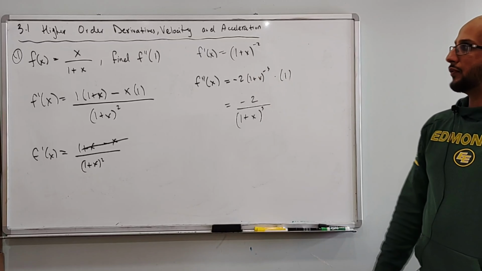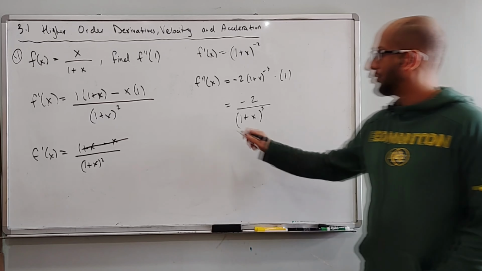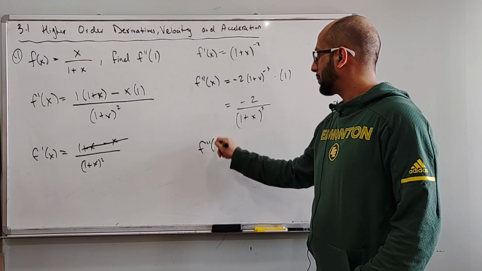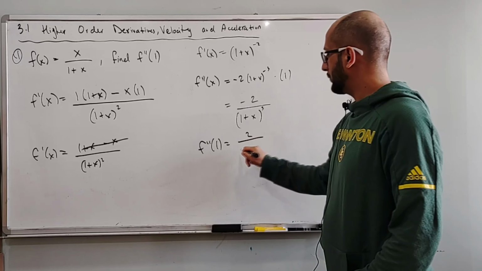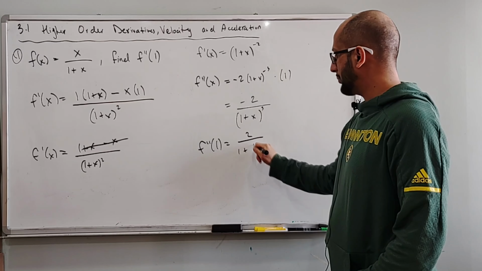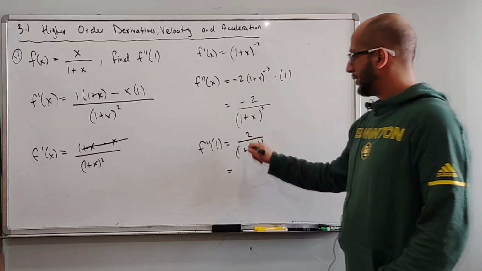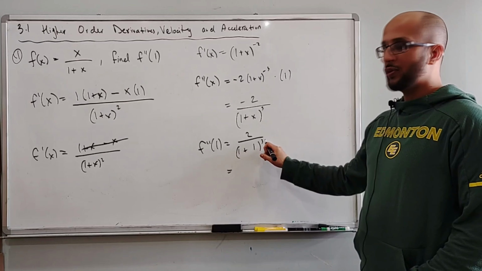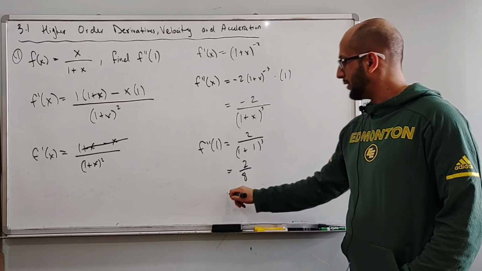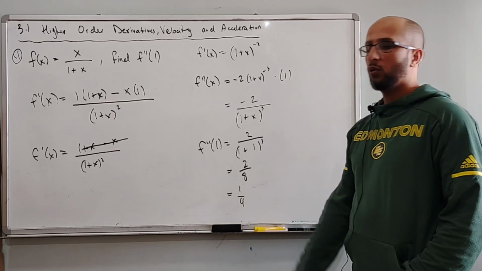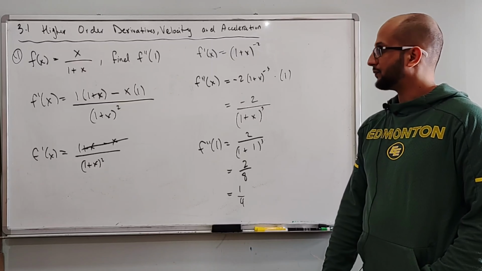Finally, I'm trying to find the second derivative at 1. So f double prime of 1 would be 2 over 1 plus, and instead of x, I'm writing 1 cubed. 2 divided by, so this is 1 plus 1 is 2, cubed is 8, so it'd be 2 over 8. So my answer here would be 1 over 4.